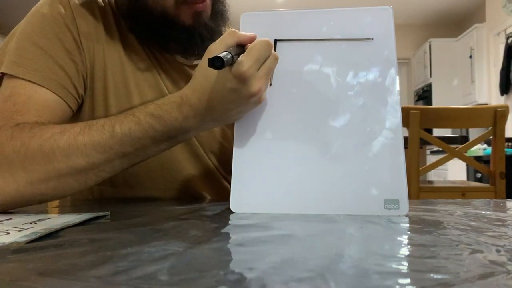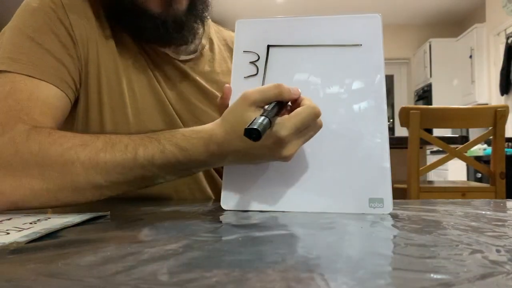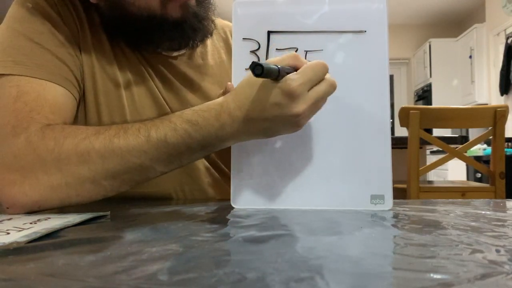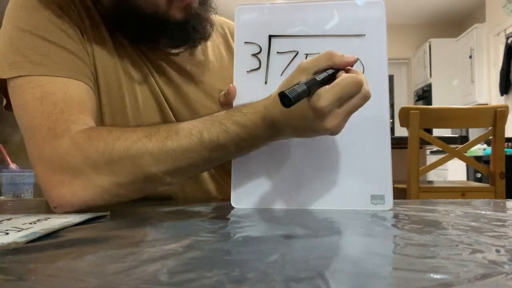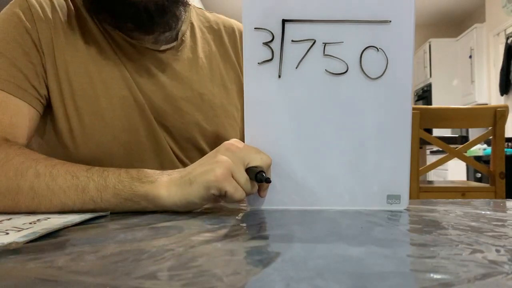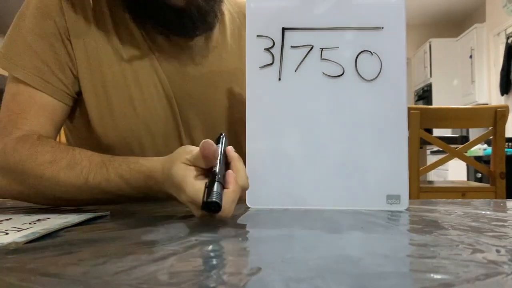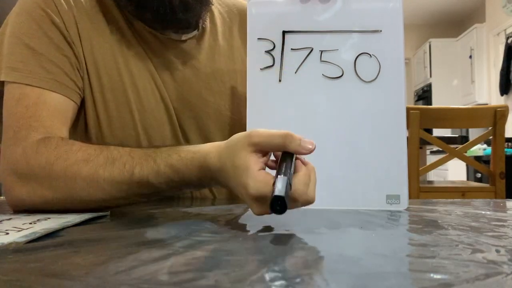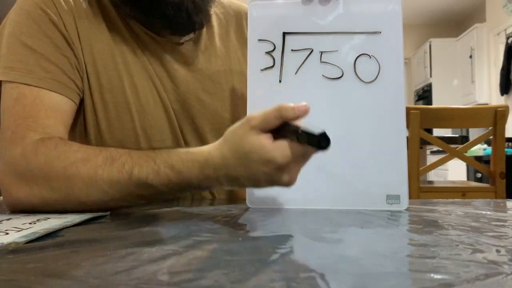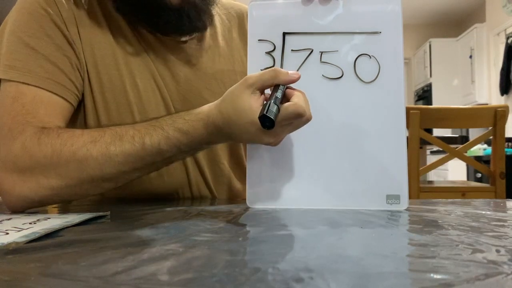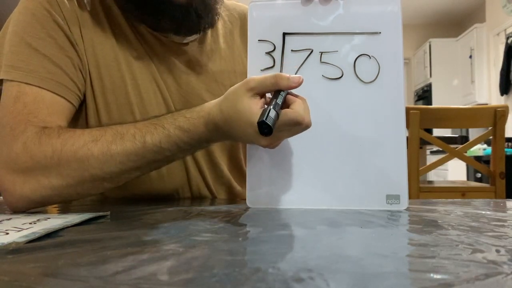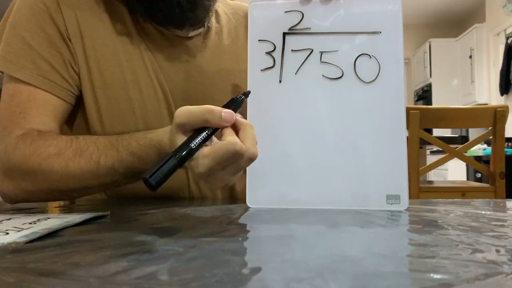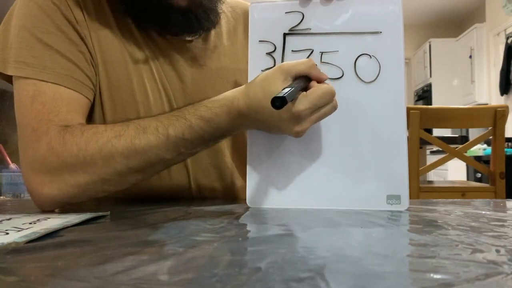So I'm going to put my 3 on the outside, and I'm going to put 750 on the inside. So the first thing you need to do is check how many times 3 goes into 7. And in my head, if I count my 3 times tables, 3, 6, it goes into 7 twice, but I've got 1 left. So I'm going to put the 2 up here, and the 1 that I have left, I'm going to put it here.